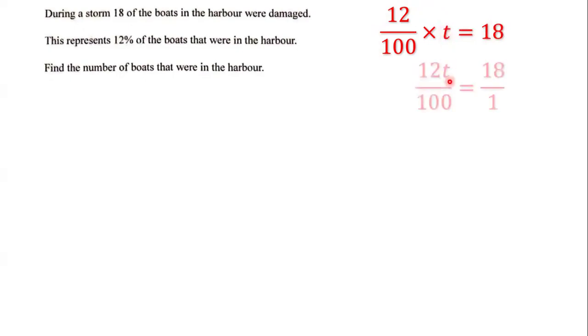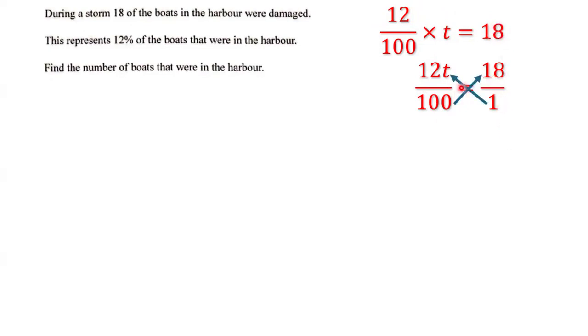And so what we're gonna do is, we're gonna say 12 times t, and 12 times t is 12t, and we put it over 100. So we have 12t all over 100 is equal to 18 divided by 1, because we express 18 as a fraction. Next, we cross multiply.